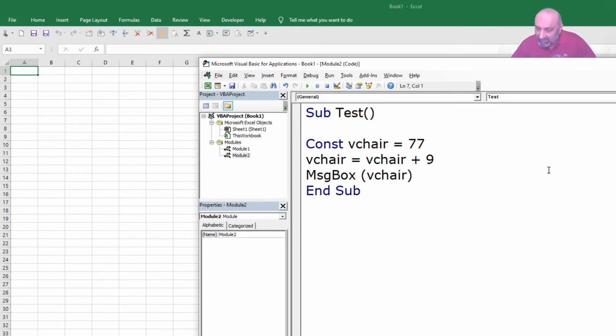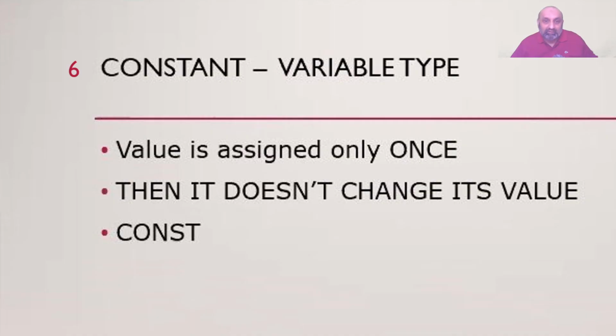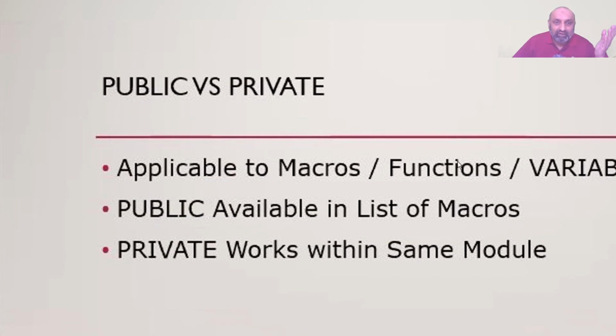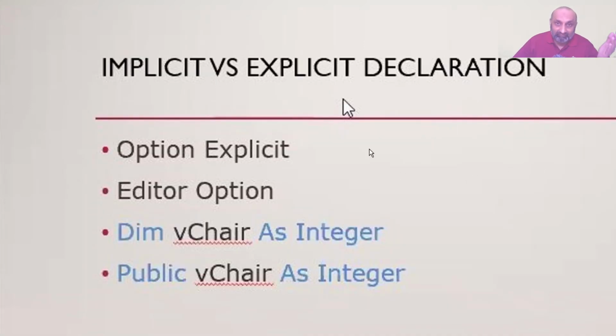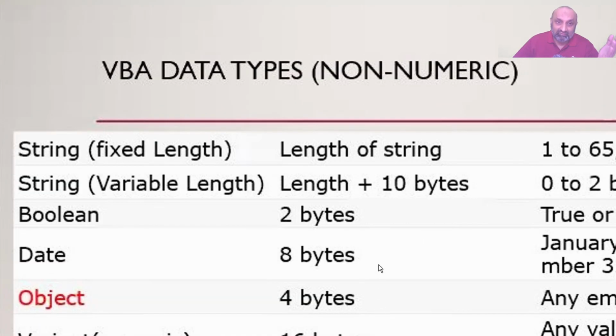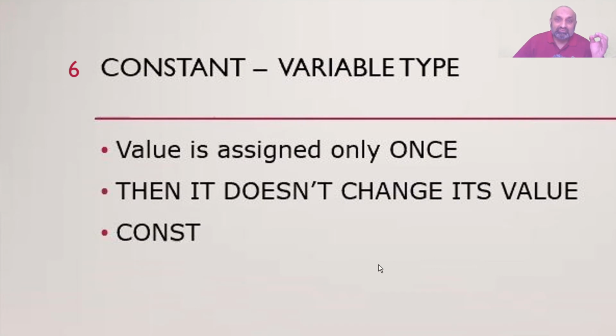So this is the conceptual video today, and let me get back to the slides. So today we have discussed public versus private, macros, functions, variables, how to declare a variable implicitly and explicitly, what data types we can declare. These are the numeric types and non-numeric types, and how to assign a value to a variable that will remain constant.